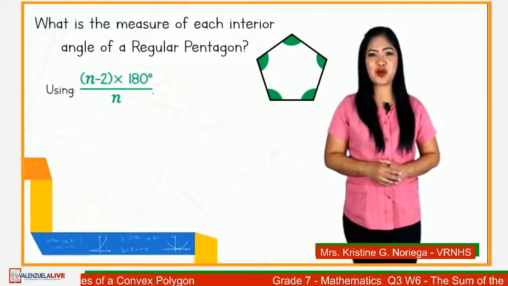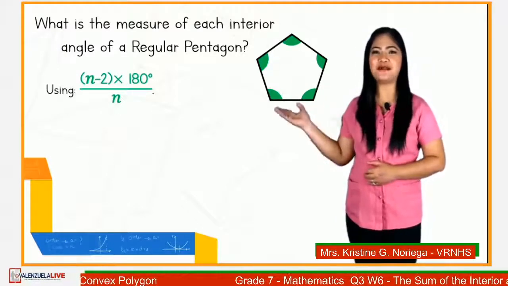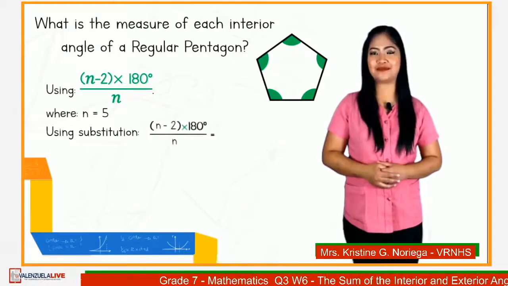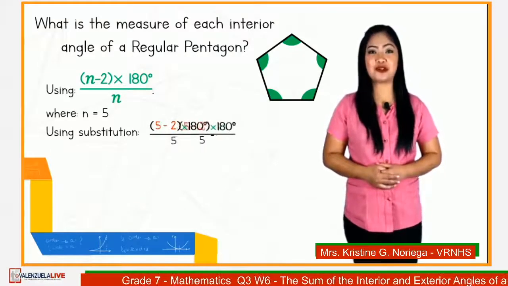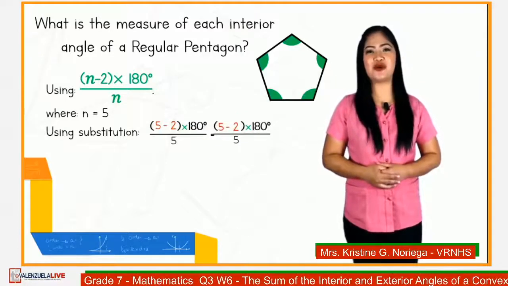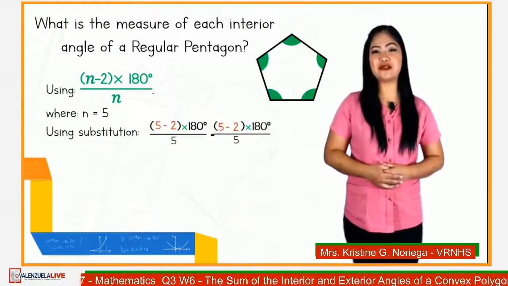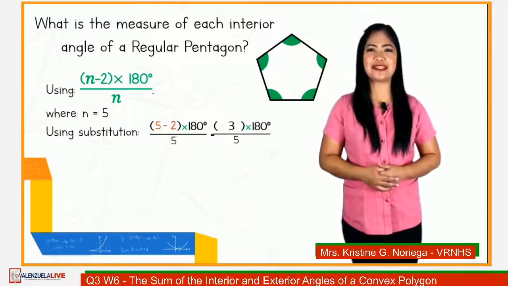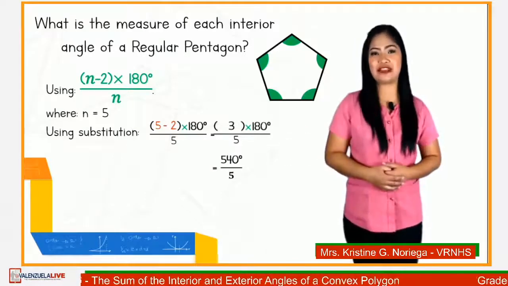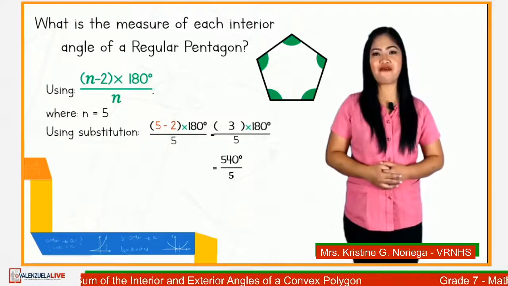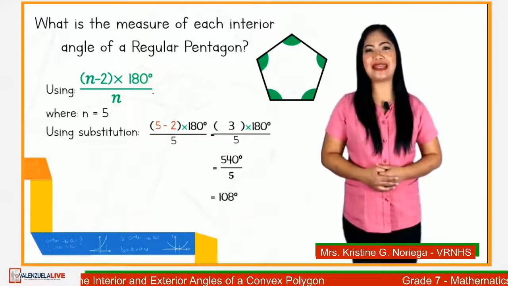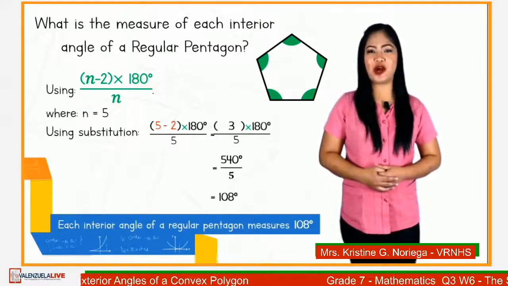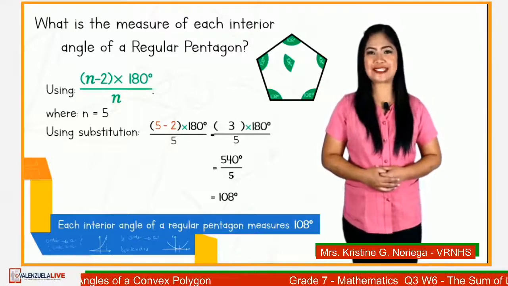Using (n minus 2) times 180 degrees all over n, where n is equal to 5, we will substitute 5 to n, which will give us (5 minus 2) times 180 degrees all over 5. 5 minus 2 will be 3. Then, multiplied by 180 degrees is equal to 540 degrees. Then, divided by 5 will result to 108 degrees. Therefore, each interior angle of a regular pentagon measures 108 degrees.